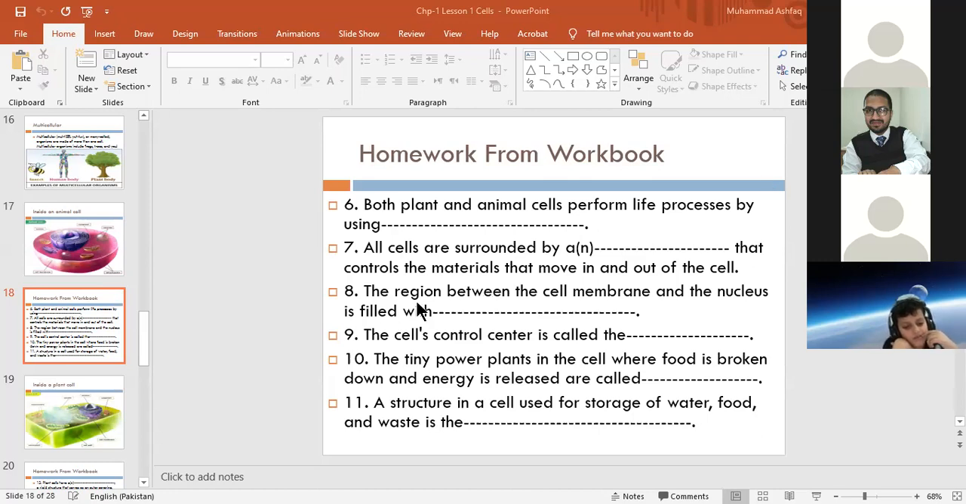Okay. After that, the region between the cell membrane and the nucleus is filled with dash. So these 3 fill in the blanks you need to complete. You need to write their answers. And inshallah, tomorrow I will explain the next.